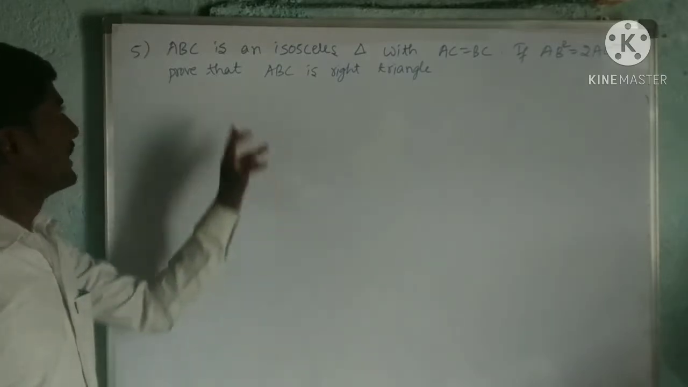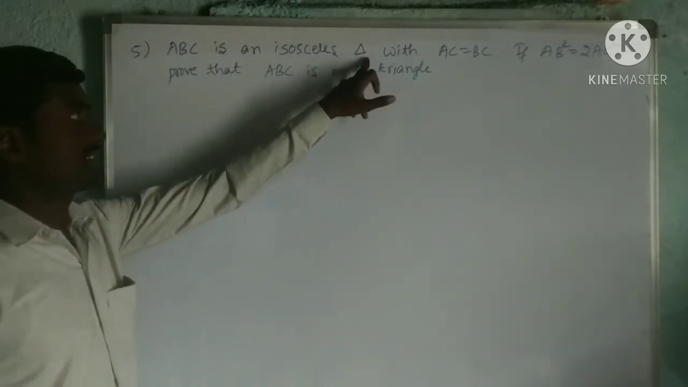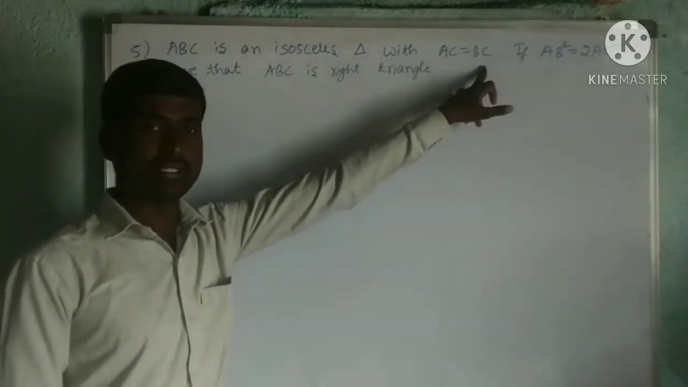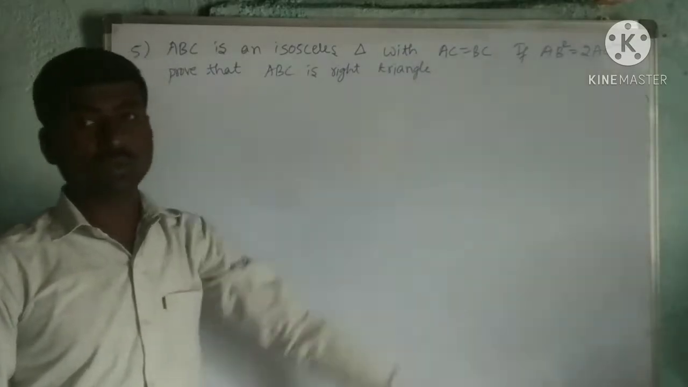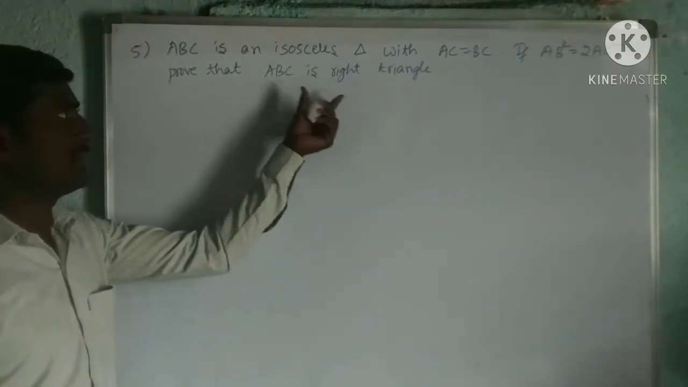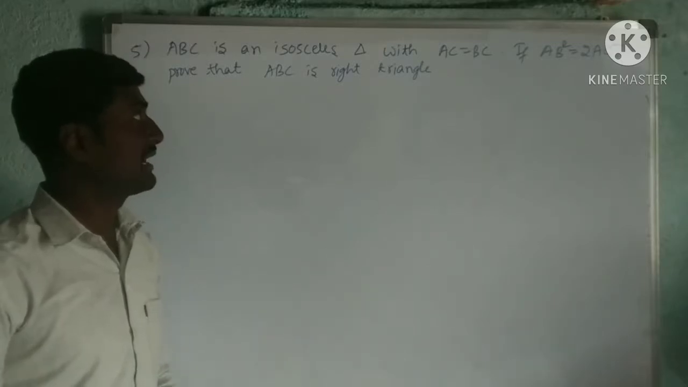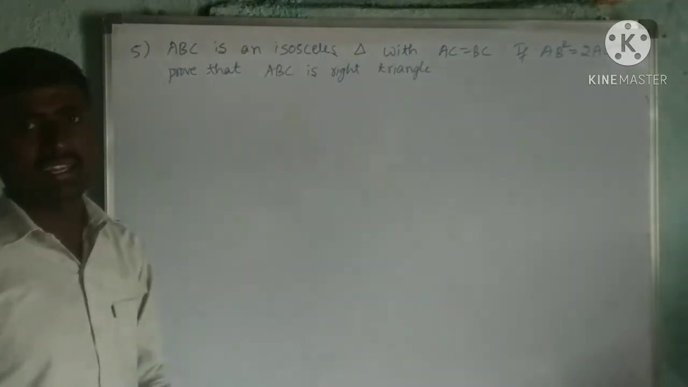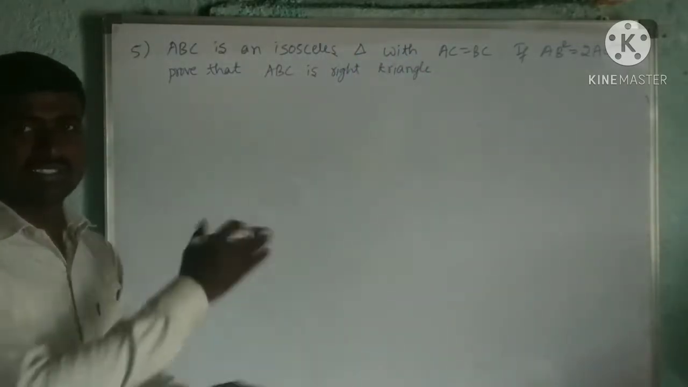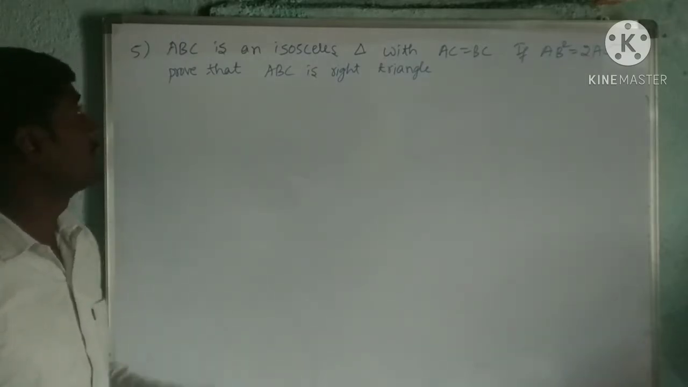Question. ABC is an isosceles triangle with AC is equal to BC. If AB square is equal to 2AC square, prove that ABC is a right angled triangle. So we have to prove this triangle as a right angled triangle. This is just the converse of question number 4.